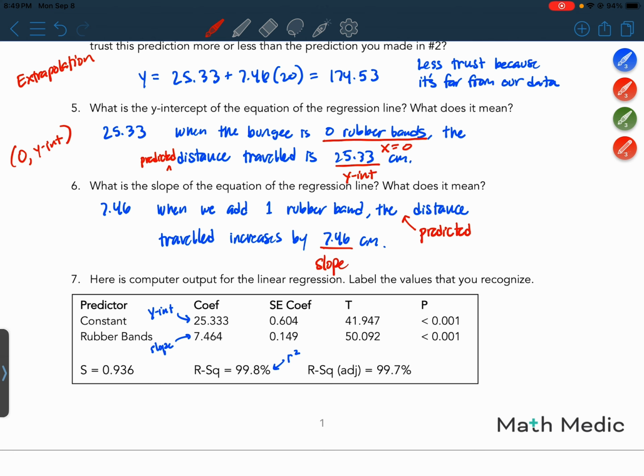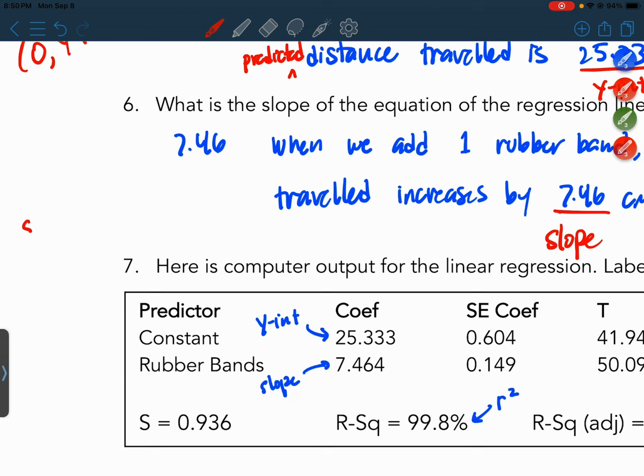Okay. And let's just kind of remind ourselves how we define slope. Right, so slope is the change in the y versus the change in the x, right? Or from a visual standpoint, it's the rise versus the run. Okay. So if the slope is 7.46, well, we can write that as a ratio by just making the second number in the ratio 1. Okay. So when the x variable changes by 1, so that's rubber bands, the y variable is predicted to change by 7.46 centimeters.